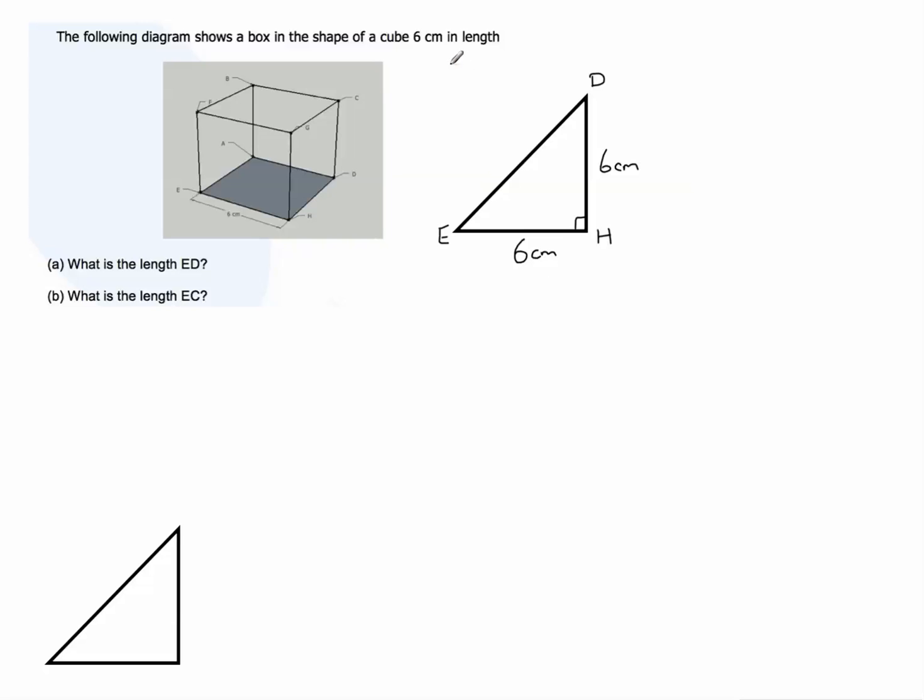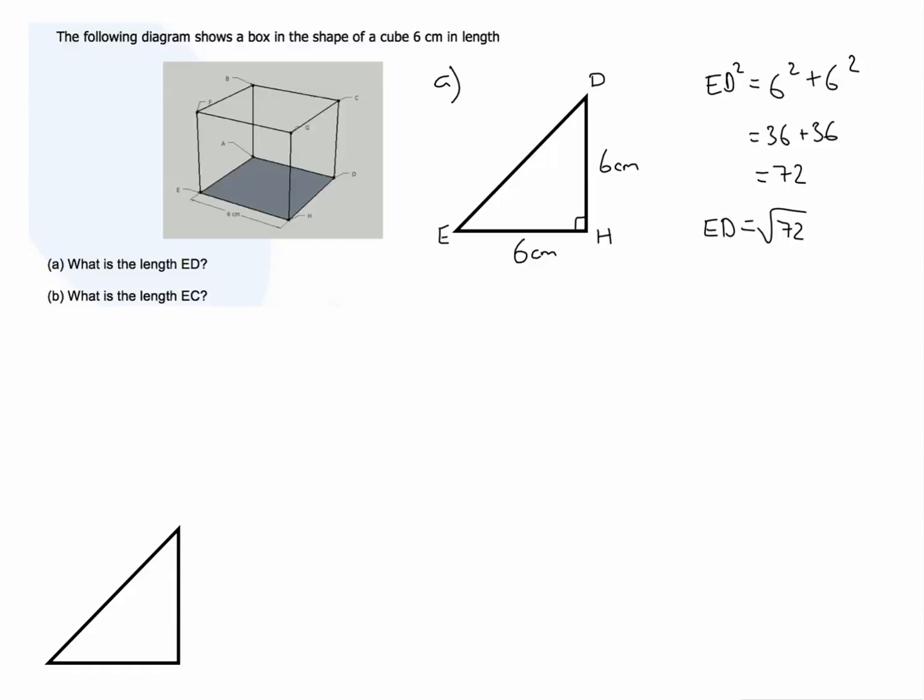So now, to work out the length ED, I'm using Pythagoras' theorem that says that the length ED squared will be equal to 6 squared plus 6 squared, which, with some quick simplifying, is equal to 72. So ED will be equal to the square root of 72. I'll just rewrite that: ED is equal to the square root of 72.